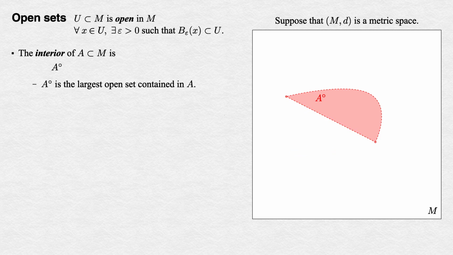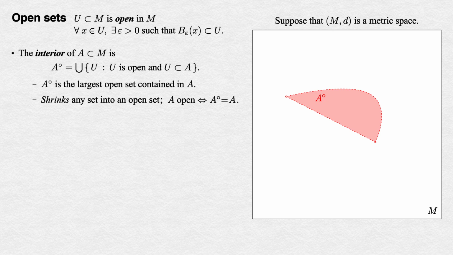The cleanest definition of the interior of A is to simply take the union of all open sets contained in A. This is automatically open because it's a union of open sets, automatically contained in A because it's a union of subsets of A, and automatically the largest such subset because every open set U contained in A is included in that union, and thus is contained in the interior of A. If we think through those properties, we see that the net effect is that taking the interior shrinks any given set into the largest open set possible, and it's a quick exercise in terms of the definition that a set A is open if and only if its interior is all of A.